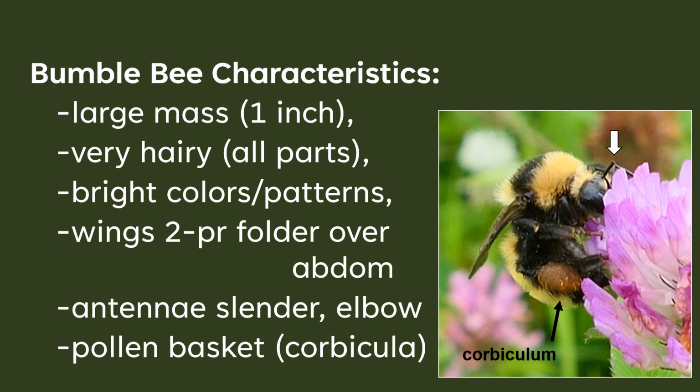And bumblebees are the only group that have corbicula, or singular, corbiculum. And here you can see in the image to the right a corbiculum on the hind tibia, the tibial section of the hind leg of this northern amber bumblebee that's feeding on clover. And you can see that golden red clover pollen that's stuffed in there. So that's the bumblebee. Now let's take a look at some mimics.